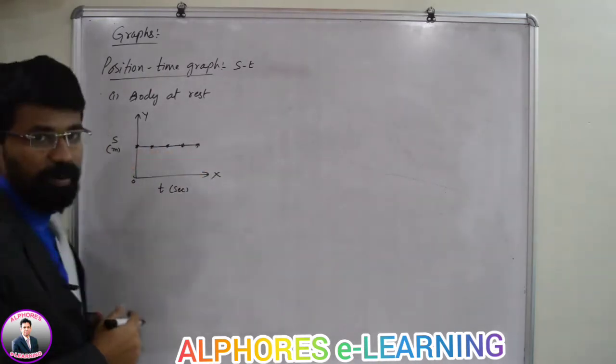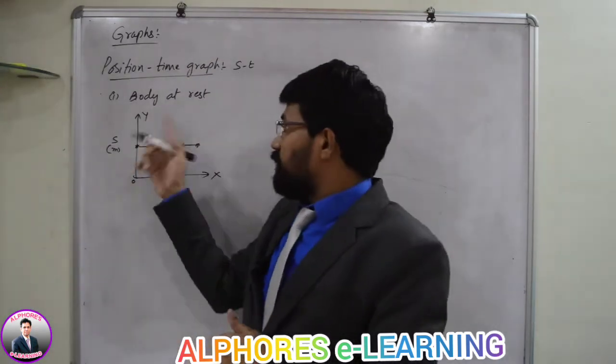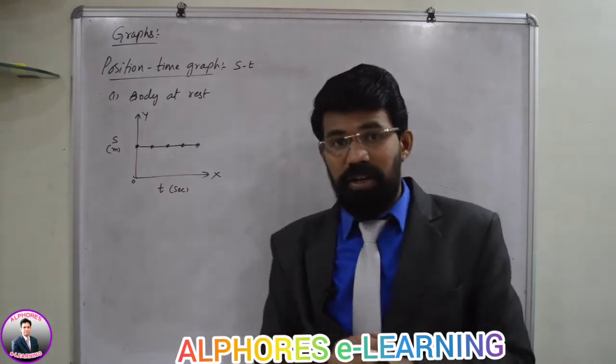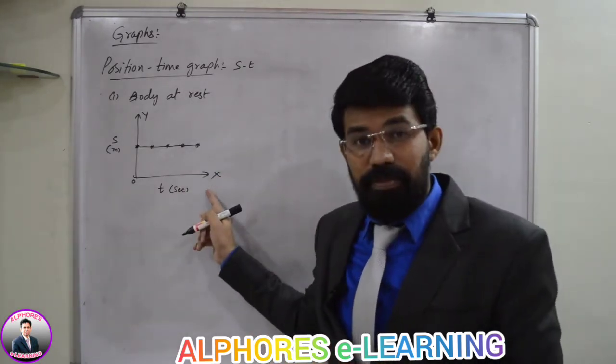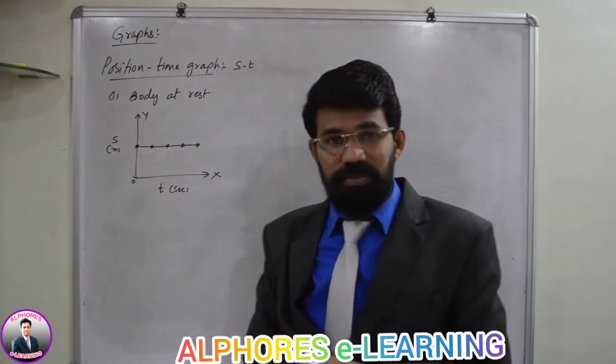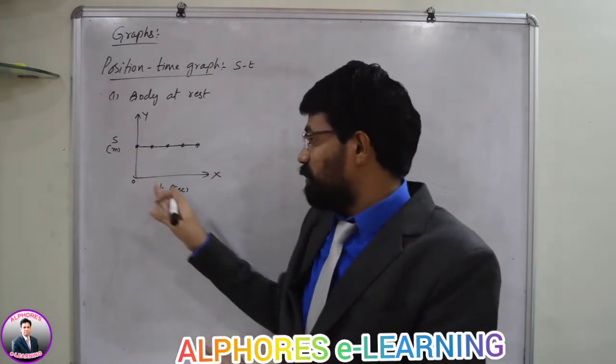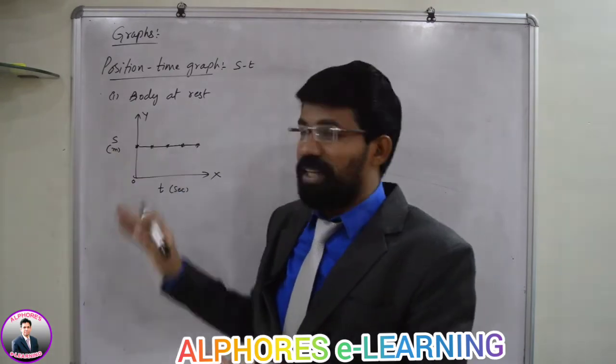You will get a straight line. So remember, children, the position time plot of a body which is at rest position is a straight line parallel to the time axis. Of course, here in the graph it is parallel to the x-axis only. What if I consider displacement on the x-axis, time on the y-axis?